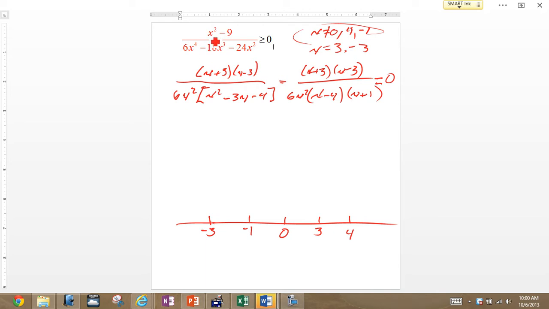But when we factor the expression, every factor contributes a point of interest on the x-axis. The negative 3 comes from the x plus 3 factor. The negative 1 comes from the x plus 1 factor. The 0 comes from the 6x squared factor. The 3 comes from the x minus 3 factor. And the 4 comes from the x minus 4 factor.